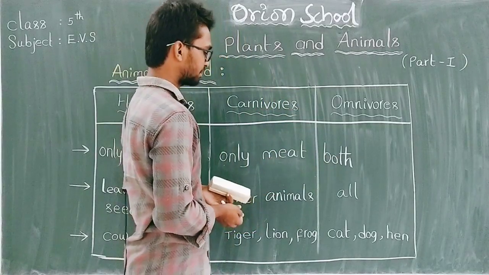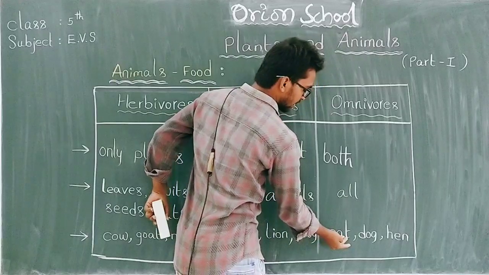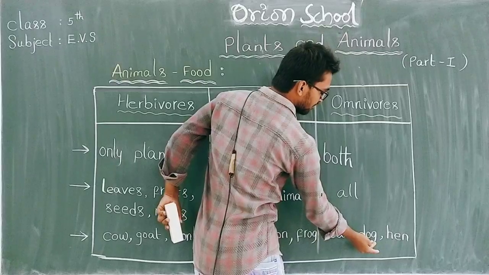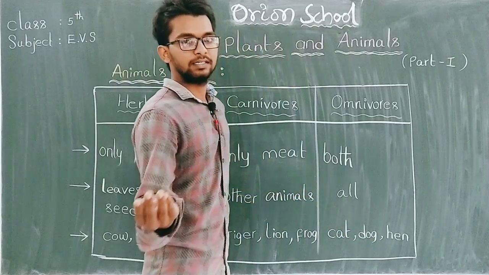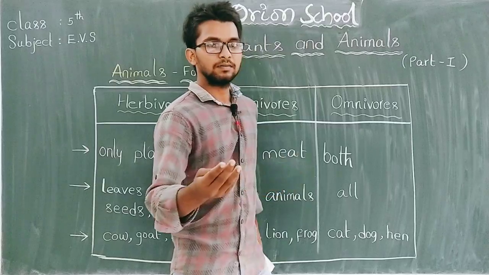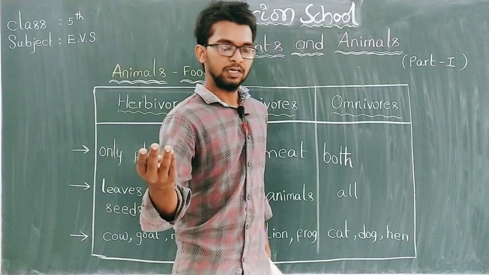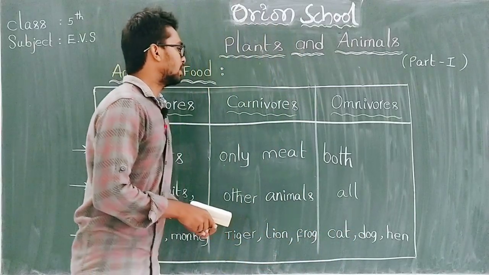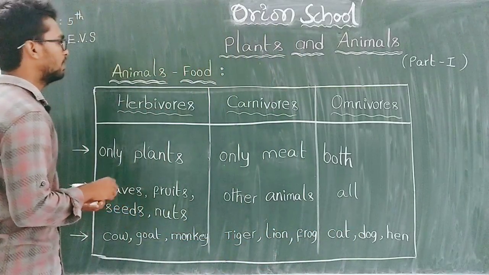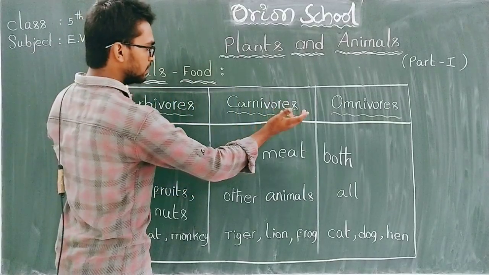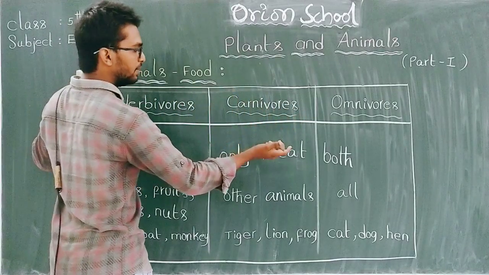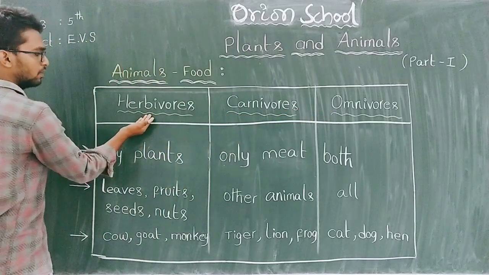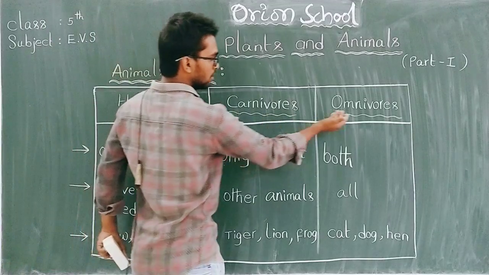So here we can say cat, and in the same way dog also. When we feed a dog rice, it eats. When we feed it some chicken or some fish, it also eats them, right? So these are the categories of animals. I think we can categorize animals based on the food habits into three types. They are herbivores, carnivores, omnivores.